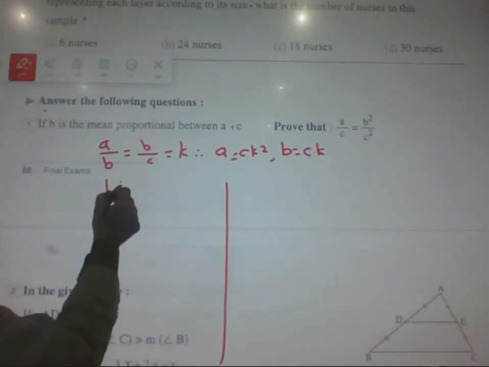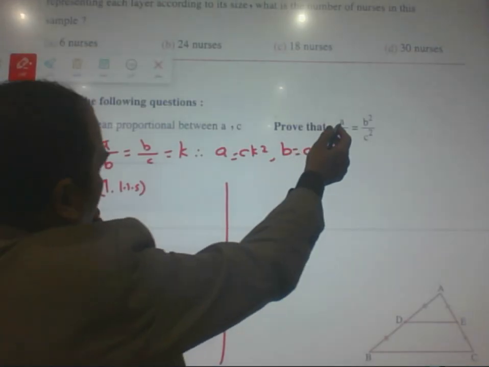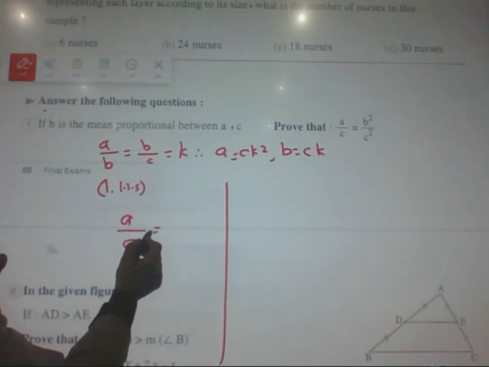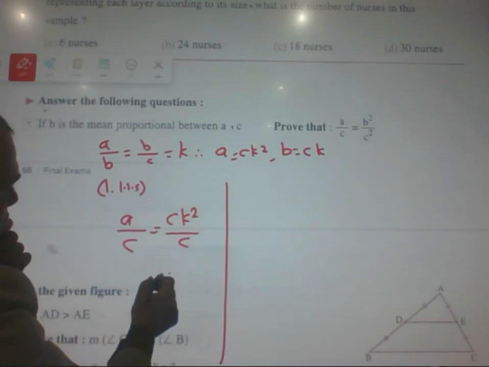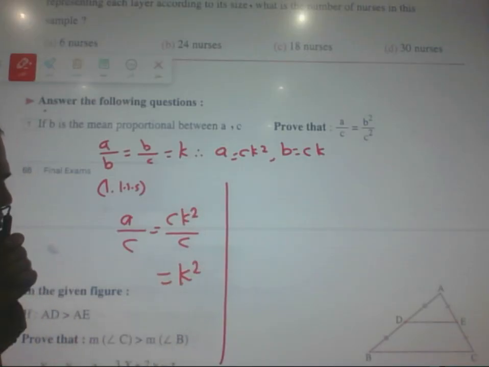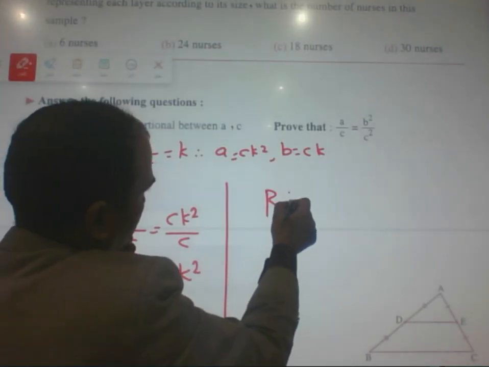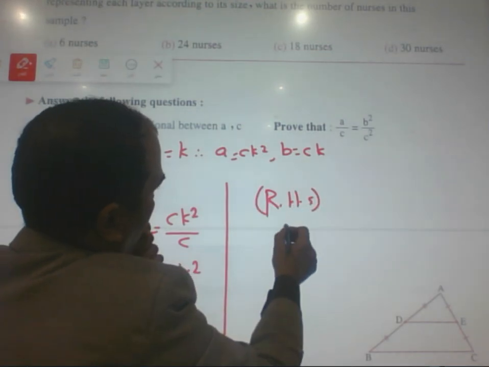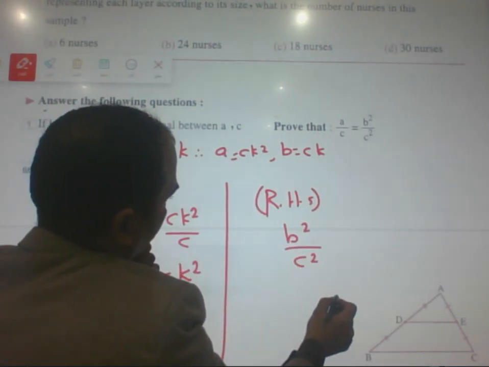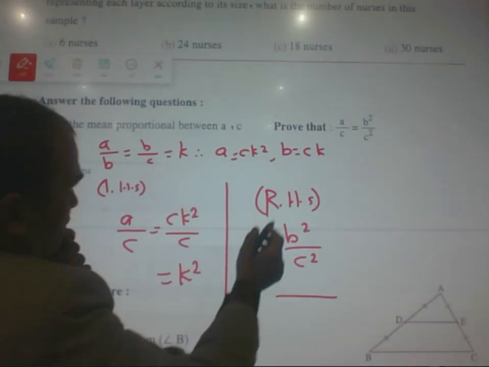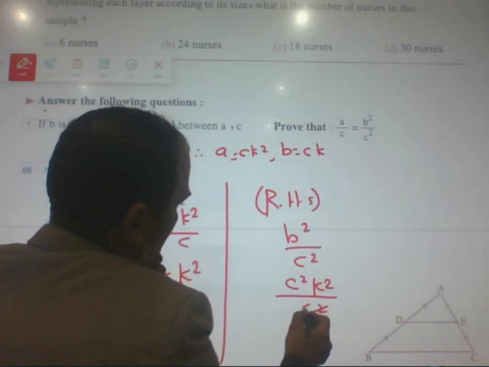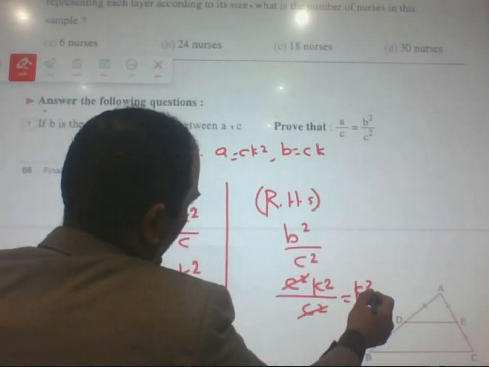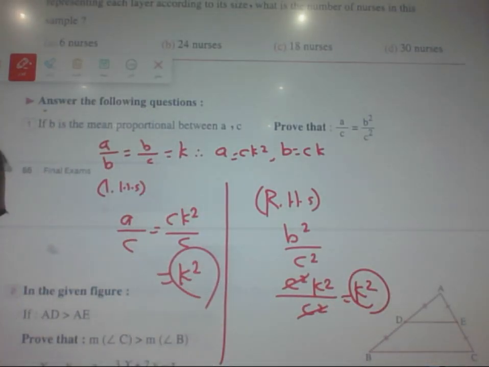Start from the left hand side, the expression A over C. The value of A was CK power 2 over C. You can divide it, and the result will be K power 2. On the right hand side, here B power 2 over C power 2. B was CK, so it will be C power 2, K power 2 over C power 2. You can simplify it. The result will be K power 2. They are equivalent. See, left hand side equals right hand side equals K power 2.